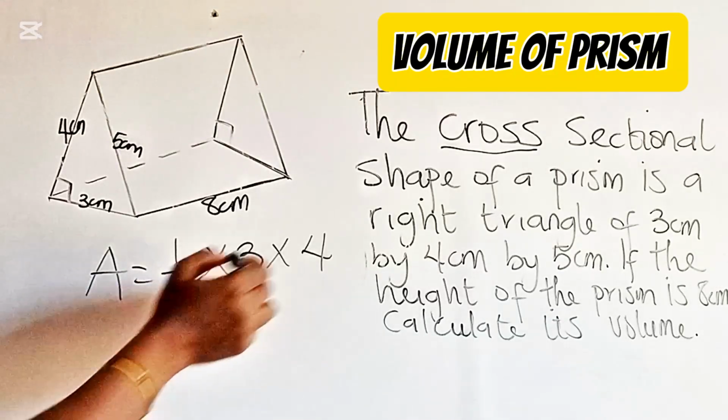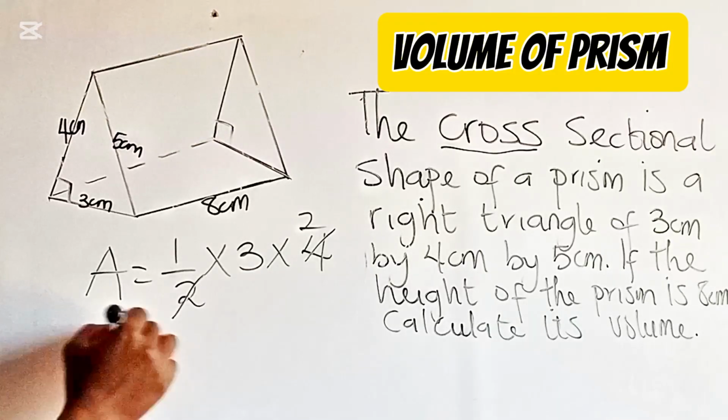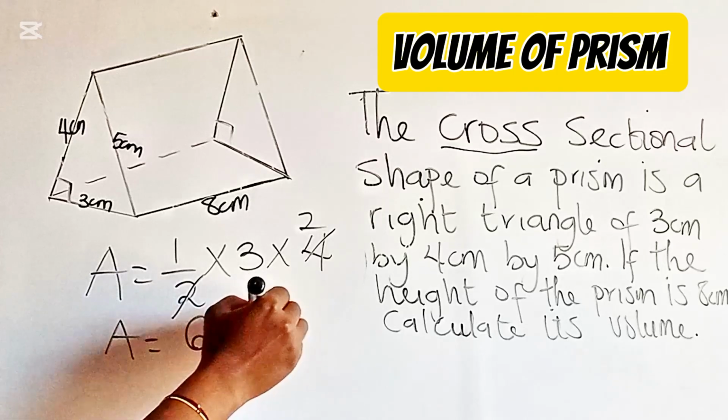So let's simplify. 2 can go into 4 2 times. So 3 times 2 will give us 6. So the area of the base is equal to 6 centimeter square.